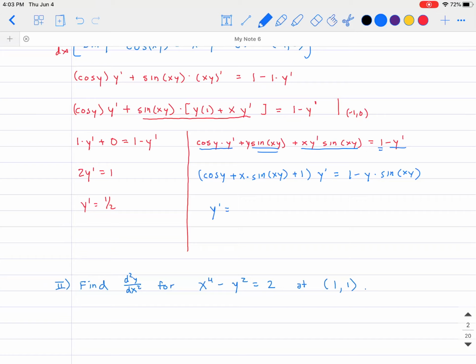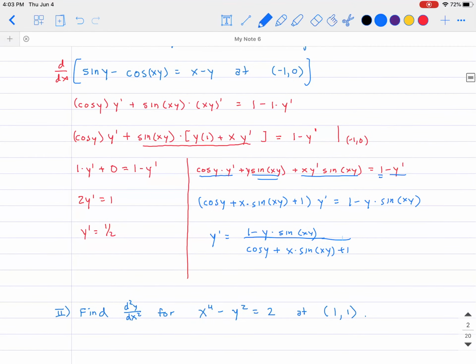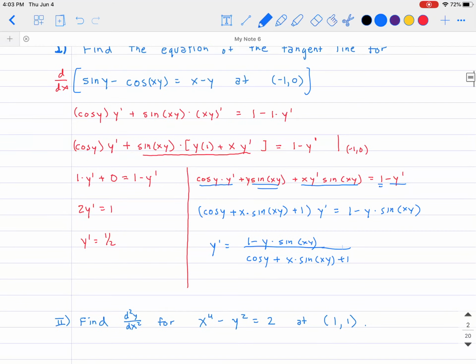And finally, to get y prime all by itself, we're going to go ahead and divide through. So y prime is equal to 1 minus y multiplied by the sine of xy, and then all divided by that big nasty factor right there. So cosine of y, and then plus x times the sine of xy, and then plus 1. Okay? So again, if you want to solve for y prime, you're going to take the path on the right. But if you want to solve for the slope by plugging in the numerical value, you probably want to take the path that's on the left.